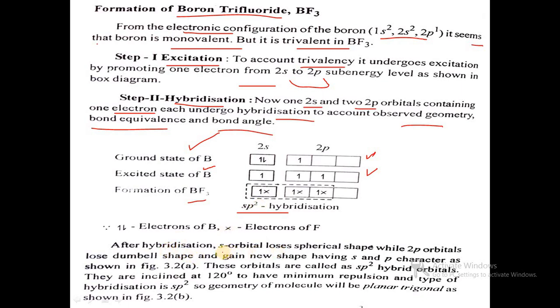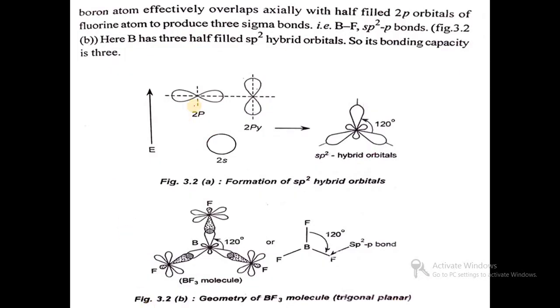After hybridization, the s orbital loses its spherical shape while the 2p orbital loses its dumbbell shape and gains a new shape having s and p character, as shown in figure A in the next slide. These orbitals are called sp2 hybrid orbitals, and they are inclined at an angle of 120 degrees, and the geometry is trigonal planar, like this diagram. So this is sp2 hybrid orbitals and the geometry is trigonal planar with bond angle 120 degrees.